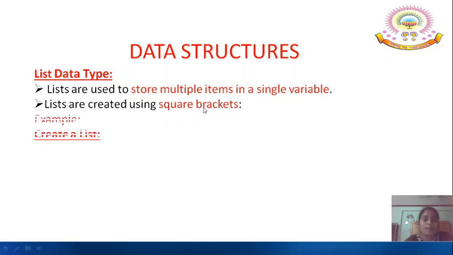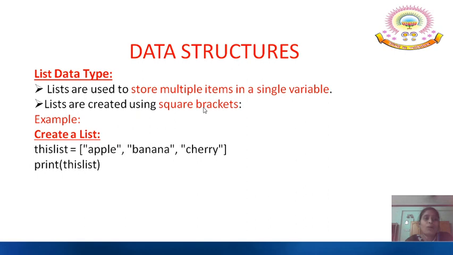Lists are used to store multiple items in a single variable, and we have to use square brackets to create a list. So for example, when we want to create a list, we will be storing the list of values in square brackets and they are all stored with a single name. So when you print this name, automatically all these items are printed on the screen.